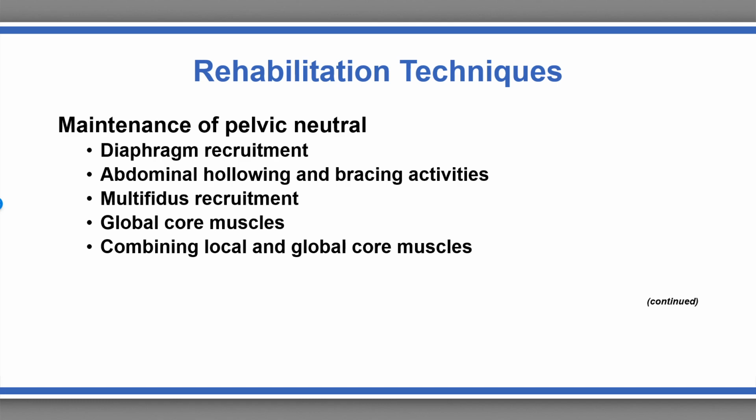The first term, abdominal hollowing, is when the abdomen is drawn in to facilitate the action of the transverse abdominis, and abdominal bracing occurs when more of the abdominal and back muscles are activated to co-contract. As I've mentioned before, both local and global muscles are needed for optimal core stabilization, and therefore exercises for both of these groups should be included in any rehabilitation program.